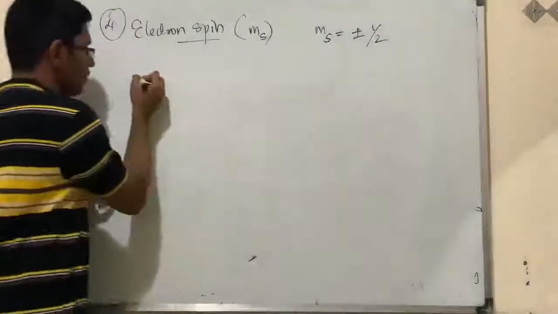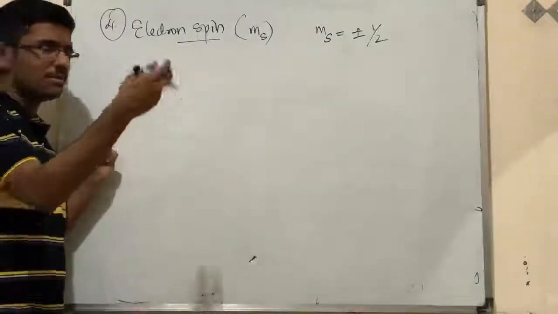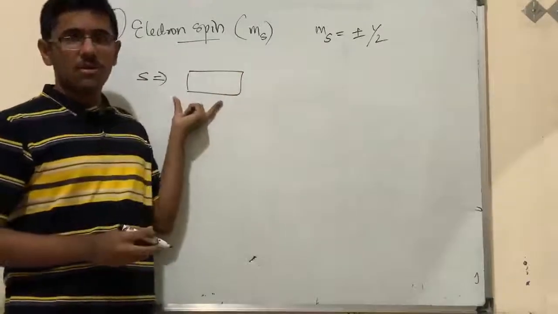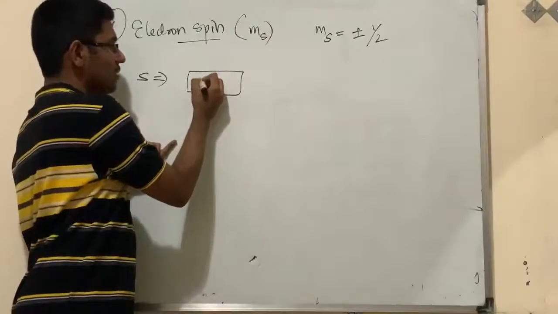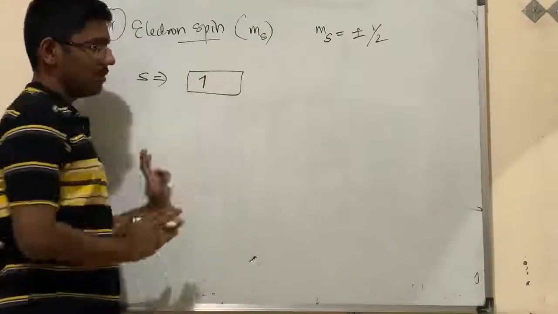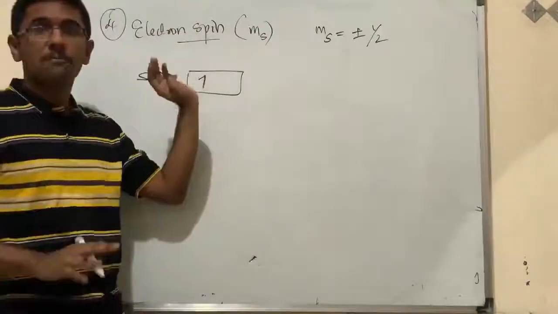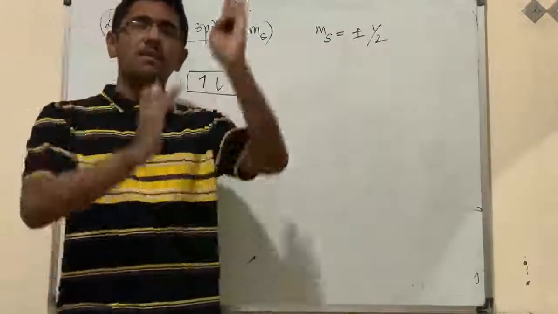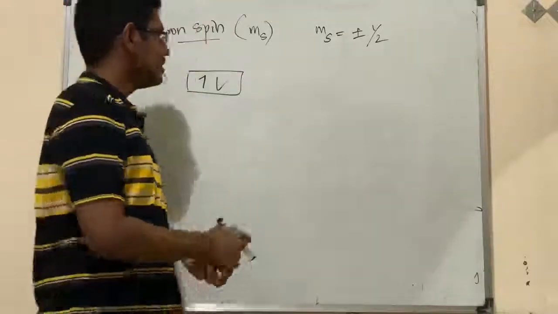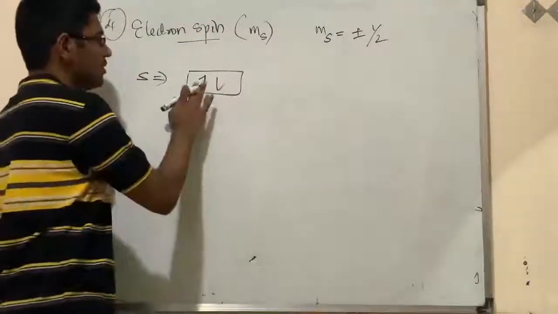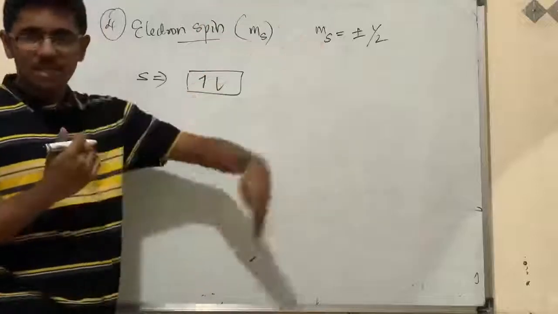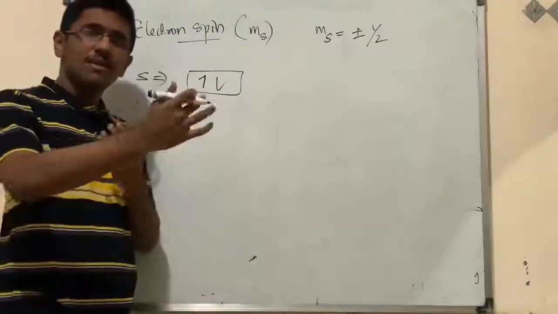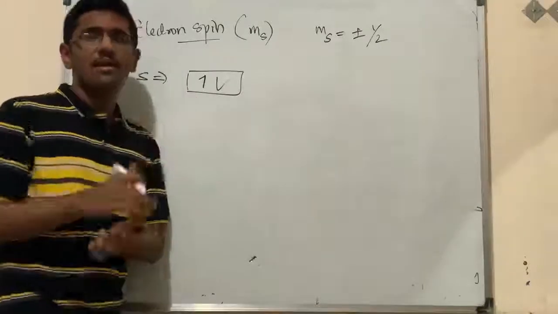For example, an s orbital, be it 1s, 2s, 3s or any s orbital, contains only one slot, so only two electrons can be accommodated in it. One electron moves in the upward direction, and the other in the downward direction, indicating that they are moving opposite to each other. They are anti-parallel. If one moves clockwise, the other moves anti-clockwise.